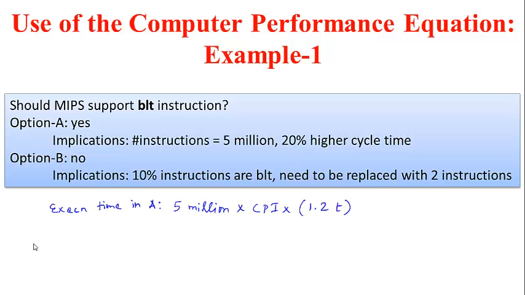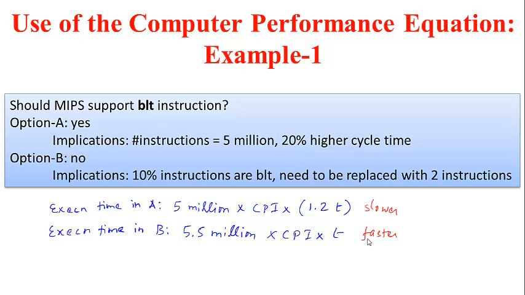If we denote the clock cycle time by T, the first option has 5 million instructions and some particular CPI and 1.2 times T as the cycle time. The execution time with the second option would be 5.5 million instructions times the same CPI times T. And if you do the math, you'll easily see that option B of not supporting BLT instruction is faster.